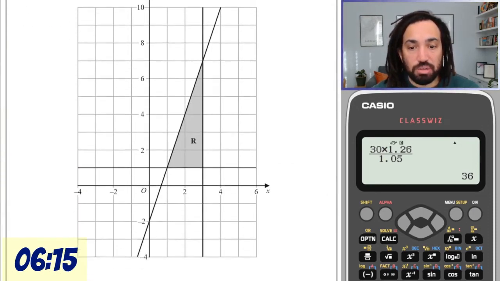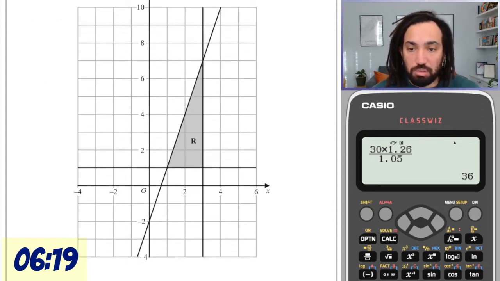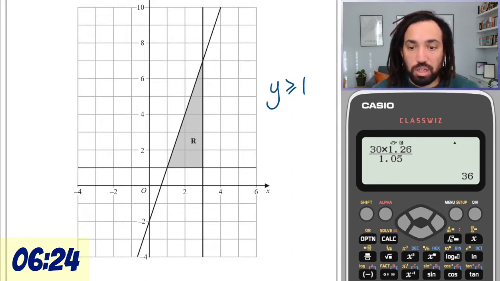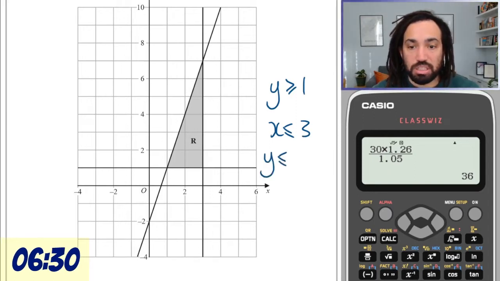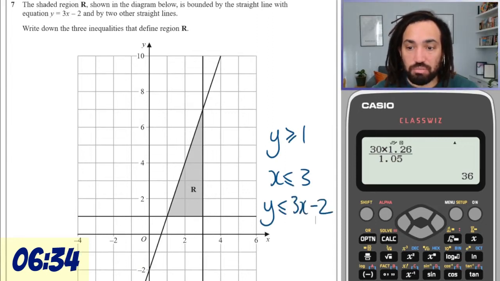Write down the three inequalities that define this region. Okay, so we are above the line y equals 1. We are to the left of the line x equals 3. And we are below this diagonal line, which is y equals 3x minus 2.